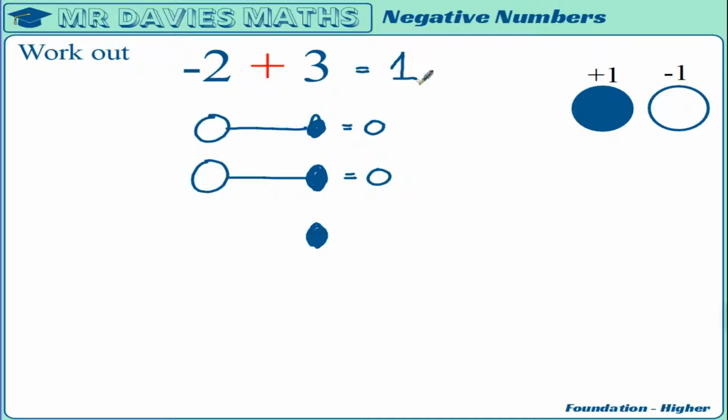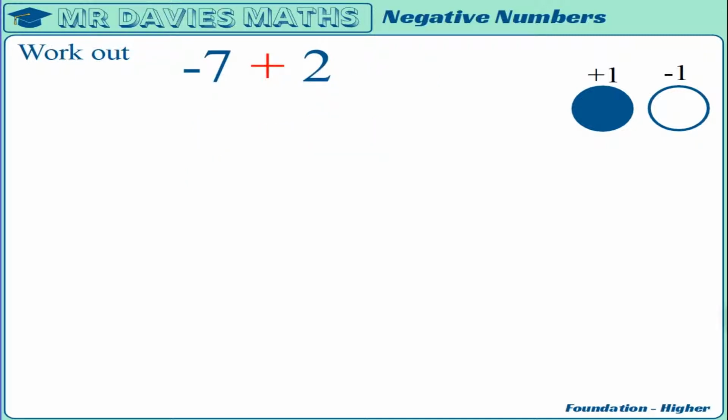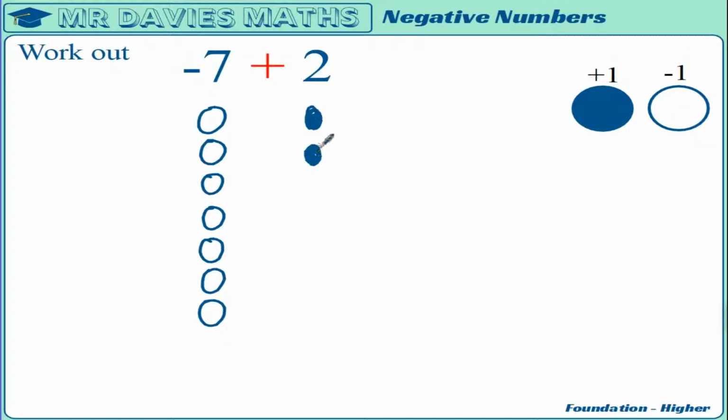Okay, next question. This time I've got -7, so I'll have 1, 2, 3, 4, 5, 6, 7 negative values, and I've got +2 values. Same as the last question, if I've got a negative and a positive, they will cancel out to make a 0. So what am I left with? I'm left with 5 negative ones, so therefore -5 is my answer.